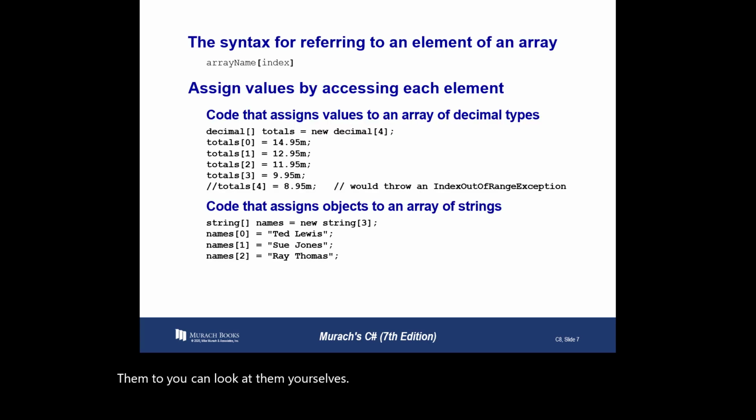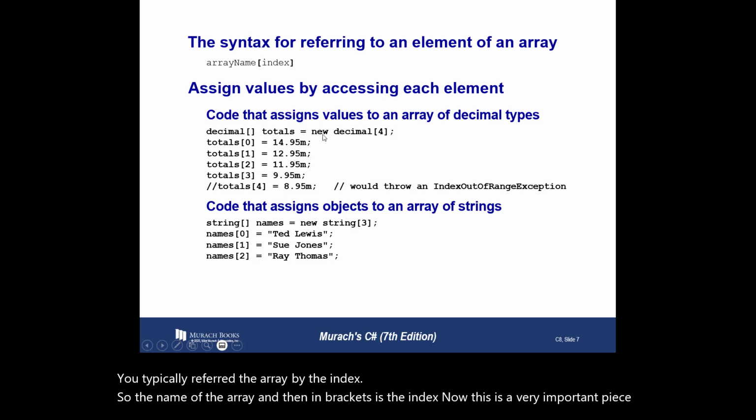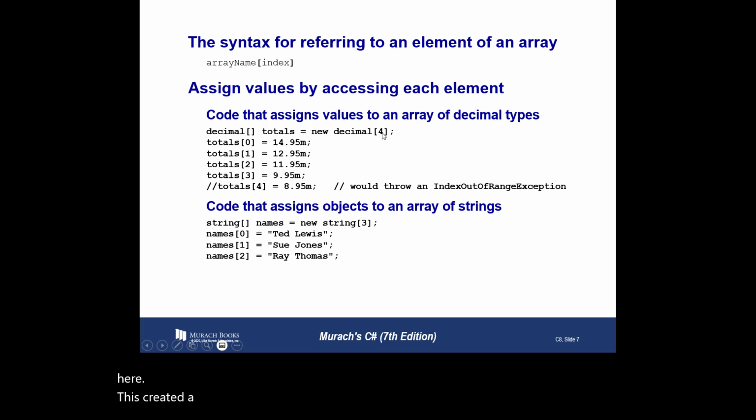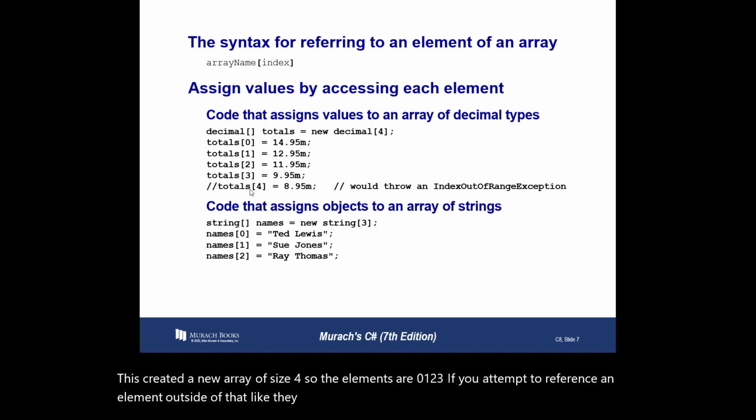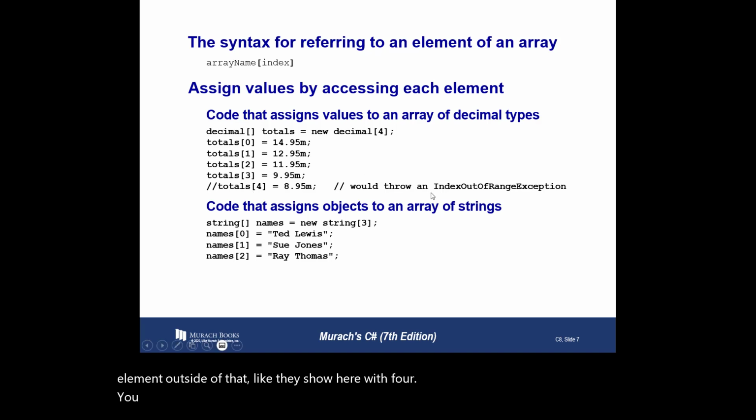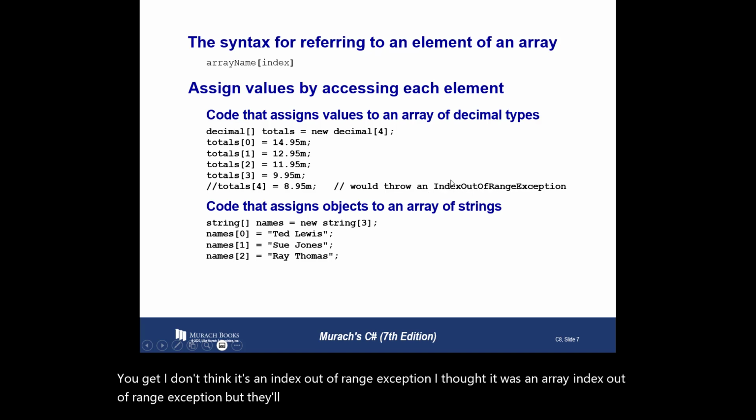All right. So when you refer to an array, you typically refer to the array by the index. So the name of the array, and then in brackets is the index. Now this is a very important piece here. This created a new array of size 4. So the elements are 0, 1, 2, 3. If you attempt to reference an element outside of that, like they show here with 4, you get, I don't think it's an index out of range exception. I thought it was an array index out of range exception, but they're probably right here, and I'm probably wrong.